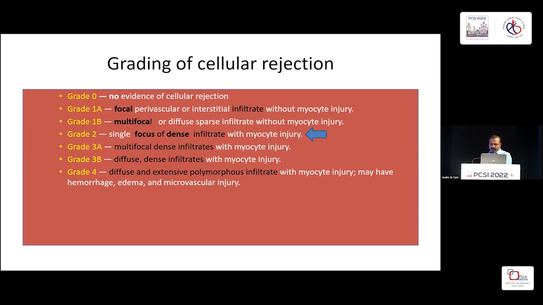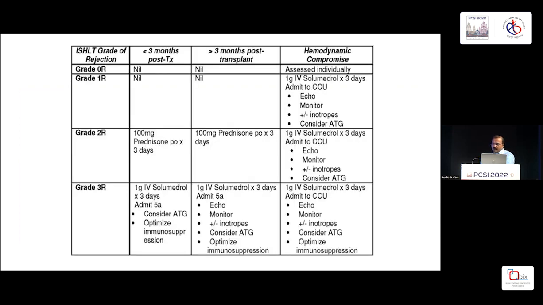But what I want to say is, whenever there is evidence of myocytic injury on biopsy, this needs to be treated. How do we treat this? The main set of treatment is steroid here. So we treat with the steroid and optimization of immunosuppressive therapy. And if there is a graft dysfunction, then we have to use inotropes and consider anti-thymocyte globulin.